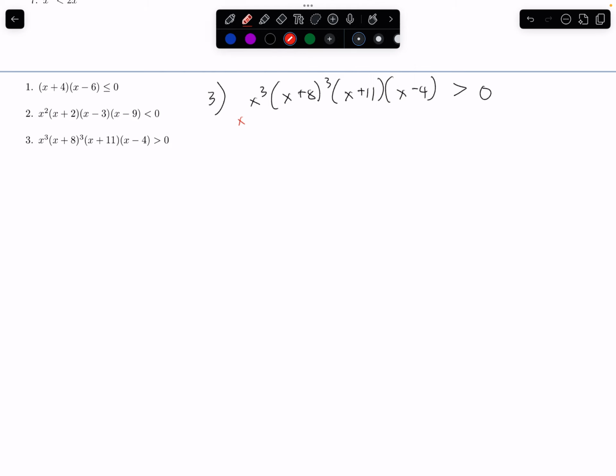Okay, what are the zeros? X to the third means if x equals 0, that would make it 0. Here, x equal to -8 would make that 0. x equal to -11 would make that 0. x equal to +4 would make that 0.